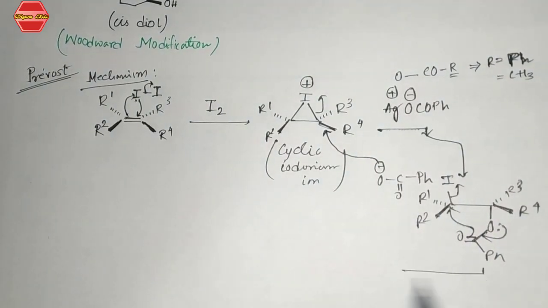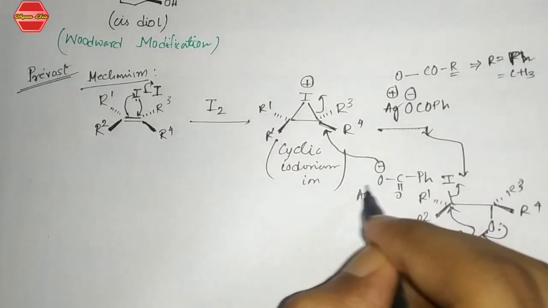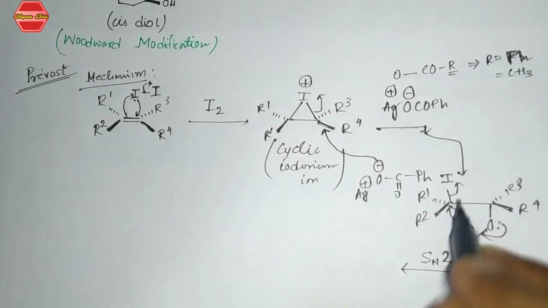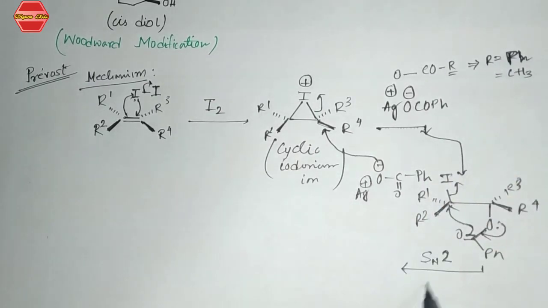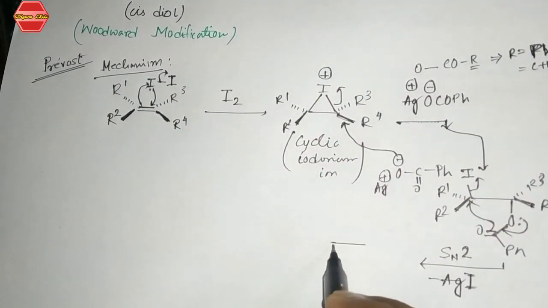Now this is one kind of SN2 reaction. Okay, so this is your SN2 reaction, and this is your Ag plus, which is present in your system, and this I will leave from the system in the form of AgI. Okay, so this is your side product. Now then we get the product, which looks like this.